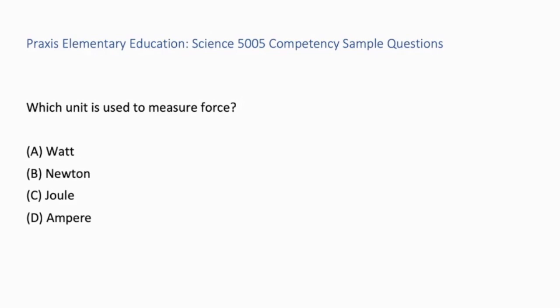Which unit is used to measure force? A. Watt, B. Newton, C. Joule, or D. Ampere? A. Watt measures power, C. Joule measures energy, D. Ampere measures electric current. The correct answer is B. Newton. Newtons measure force. Force equals mass times acceleration.